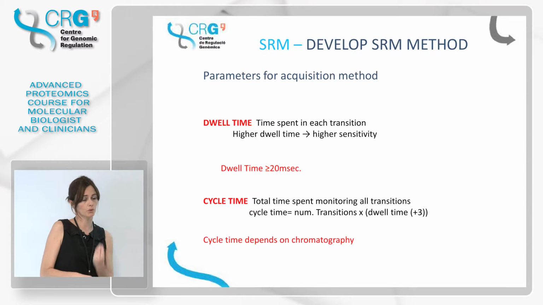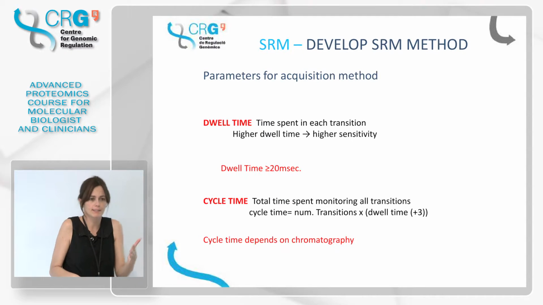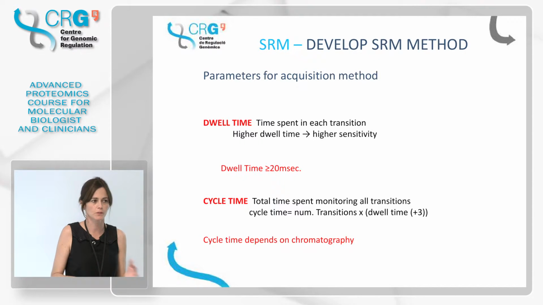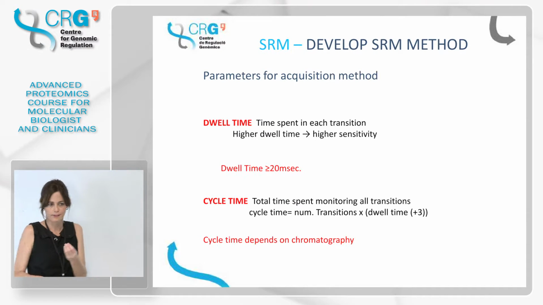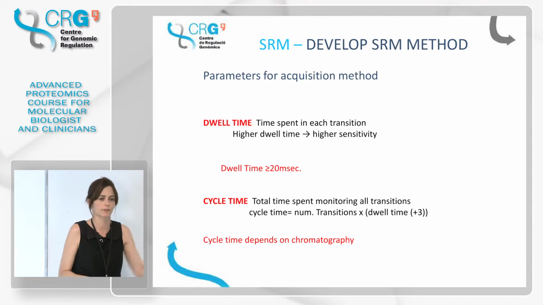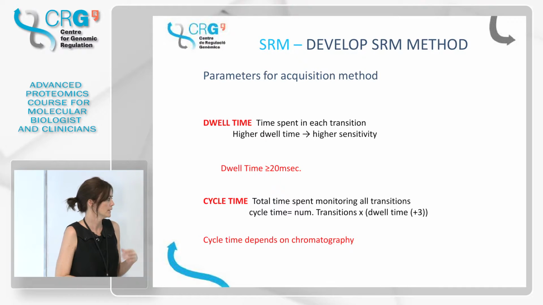Sometimes maybe it's worth it to reduce this number because we want to monitor more transitions. And we know that if we spend less time with each transition, we can put more. Maybe we just want to do a first run for identification to see which peptides we see and which not. Maybe we can put this down to 15, 10. Or the other way around. In some specific cases, for some peptides, we want to put 30 milliseconds. In general, sometimes we play with this number, but not too much.